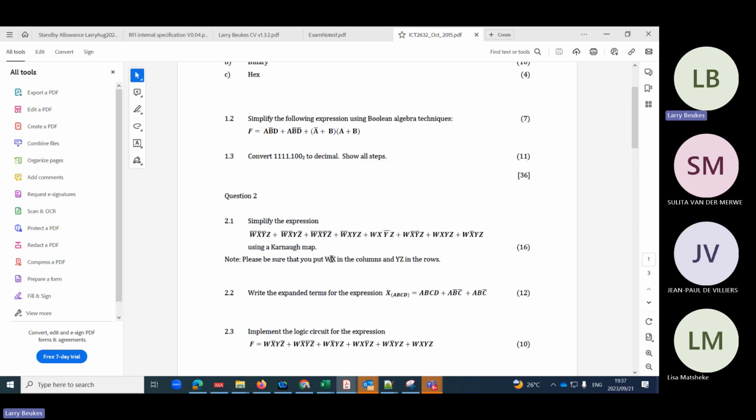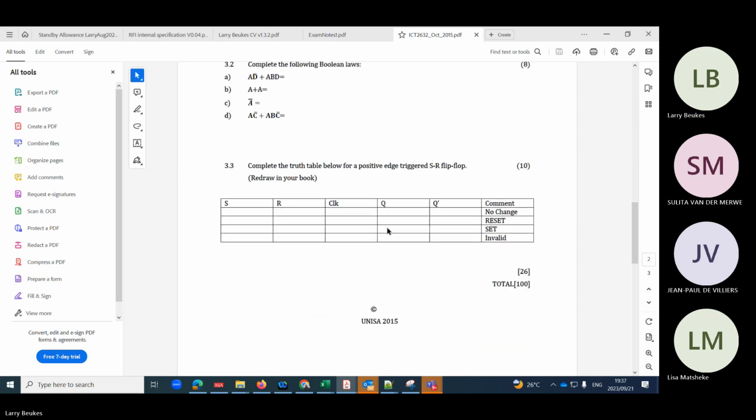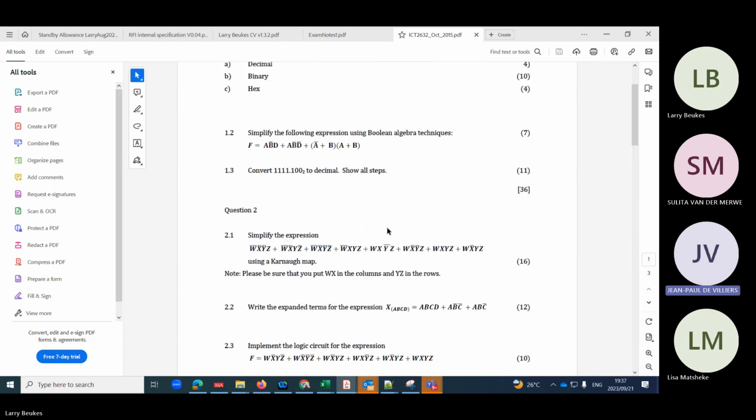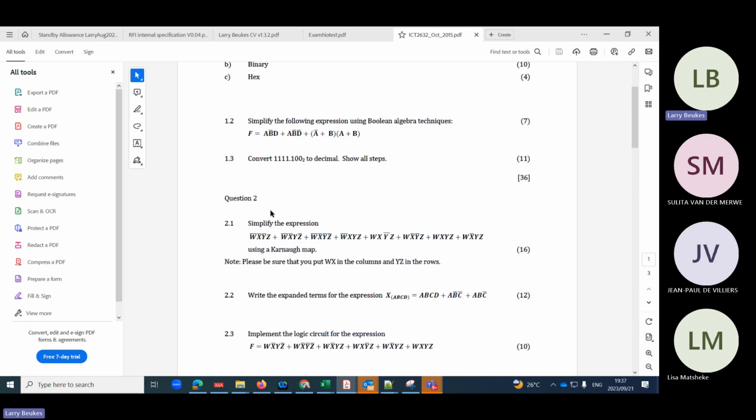They will ask you to put WX in the columns and YZ in the rows, right? And you see how many marks this is. So we can look at the Karnaugh maps. Oh, do you guys have time? I have 15 minutes. I can stop at 8. What do you guys think? I think you can give us time to do the test, and then on the next session we can go through the test. Yes, perfect. Please do the test, and the next session we'll go through it.